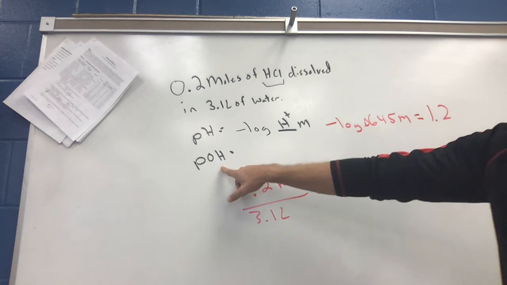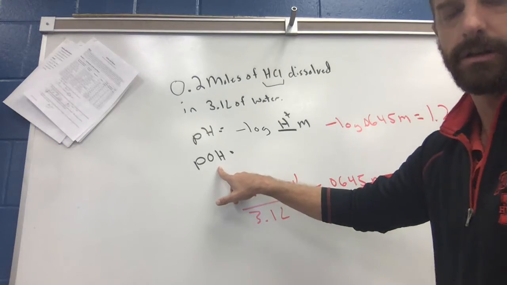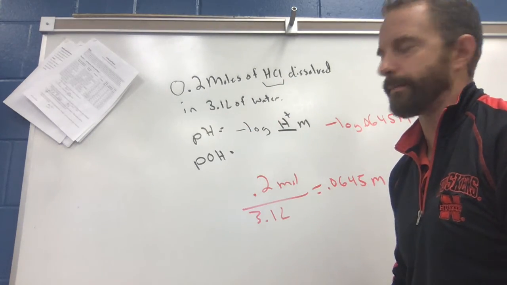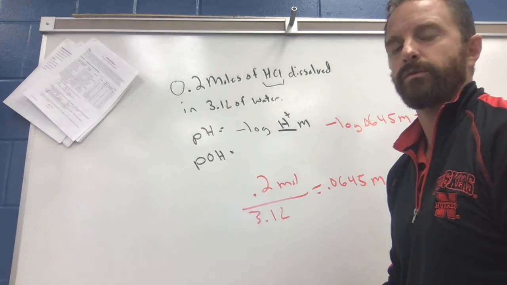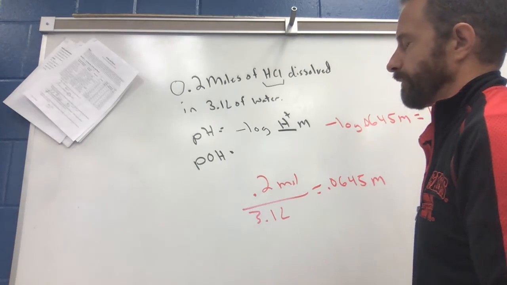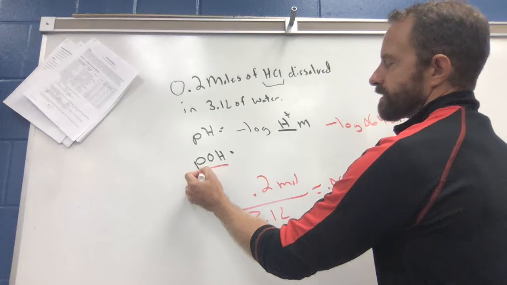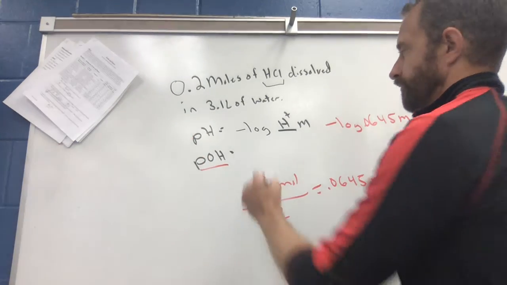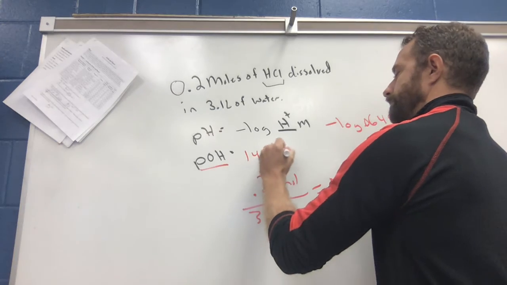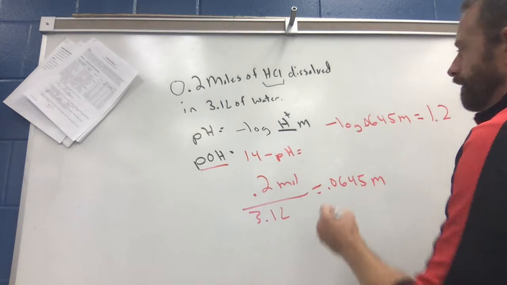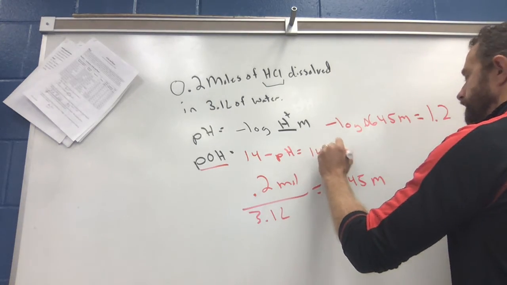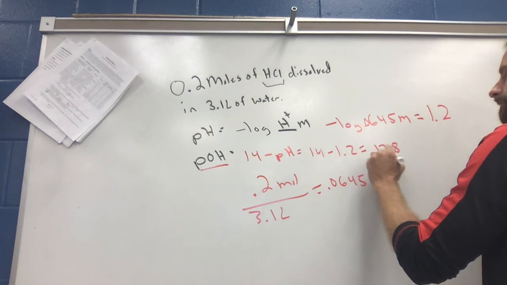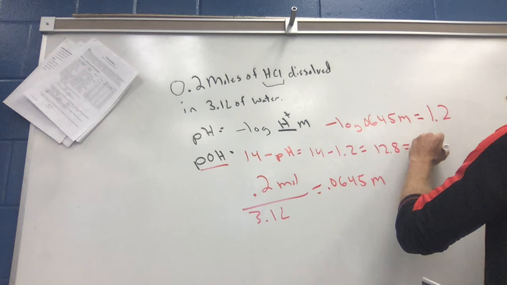So if I want the pOH, now the pOH is not as helpful when we are talking about an acid, but just so we can make sure we know how to do the math, pOH stuff is more helpful when I've got a base, right? But if I want the pOH for this, pH plus pOH equals 14. So all I have to do is 14 minus my pH, and that'll give me my pOH. So 14 minus 1.2, and that's going to equal 12.8 for my pOH.